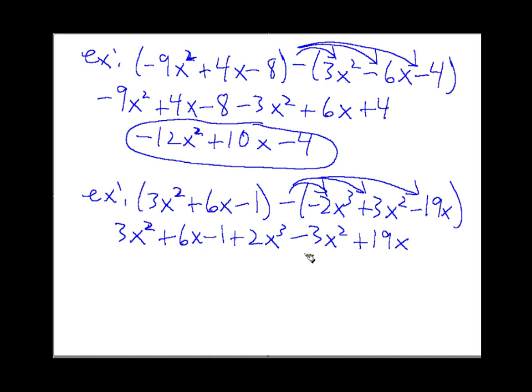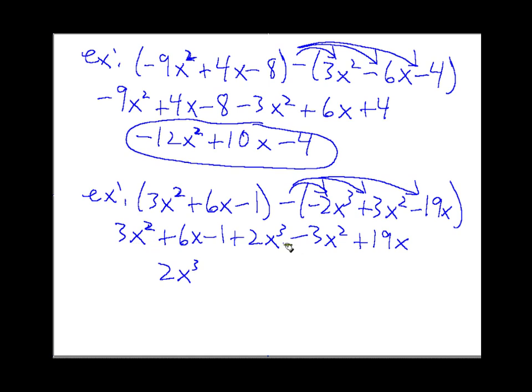Now, typically for a polynomial, you want to start with the highest power term first. So what's the highest power term we have here? Well, it's the x cubed term, as you can see, right? So let's start with that. Any other x cubed terms? Well, there isn't, so let's bring that down. Bring down the 2x cubed. All right? And let's go to x squared terms.